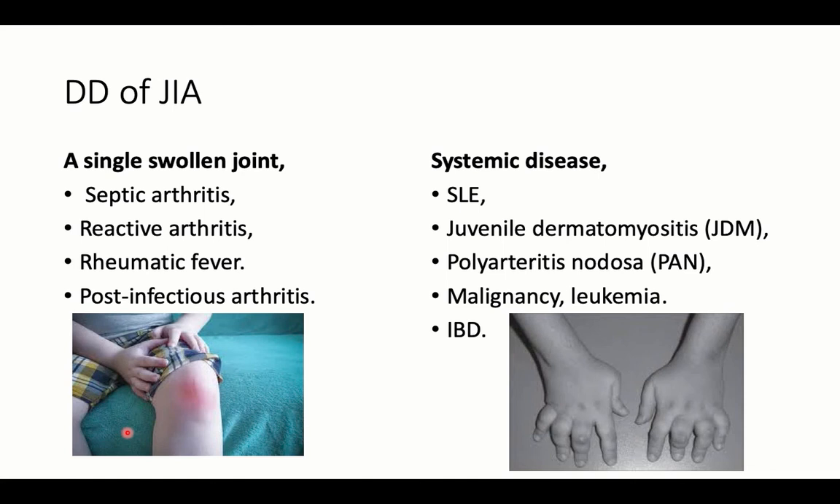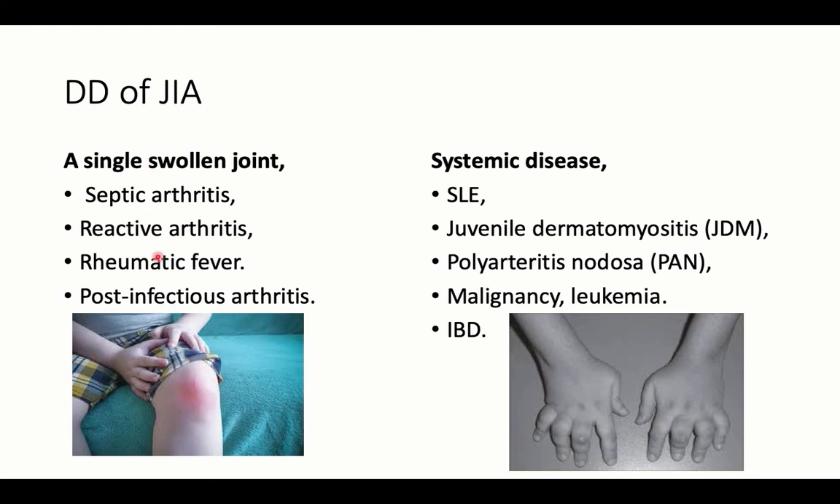So what is the differential diagnosis of juvenile idiopathic arthritis? If you have a single swollen joint like this, you may think of septic arthritis as the first possibility, as it is a medical emergency that should be excluded, followed by reactive arthritis, a very common presentation in childhood, maybe after an upper respiratory tract infection. You may think of rheumatic fever, but this is when it is migratory, affects large joints, and is associated with other criteria of rheumatic fever, or it may be post-infectious arthritis after an infection.